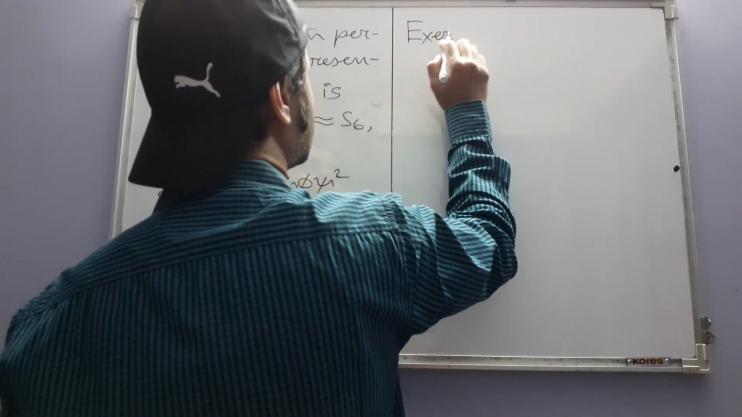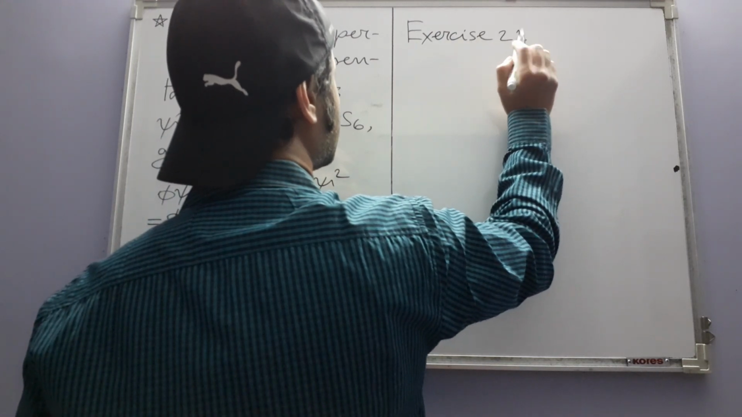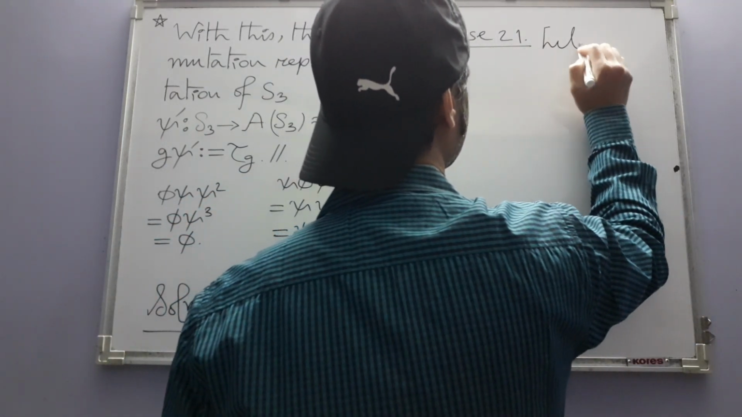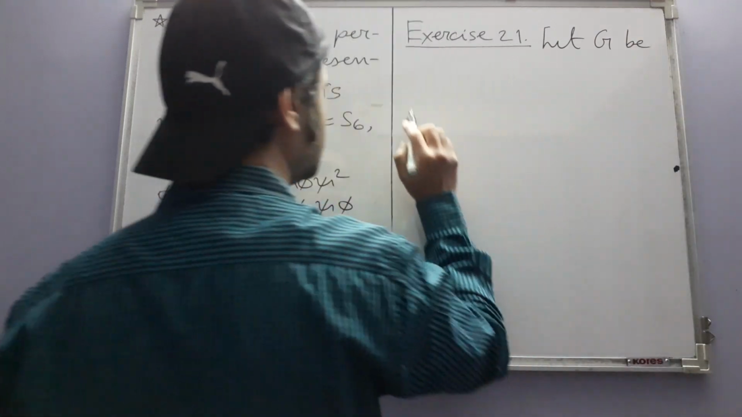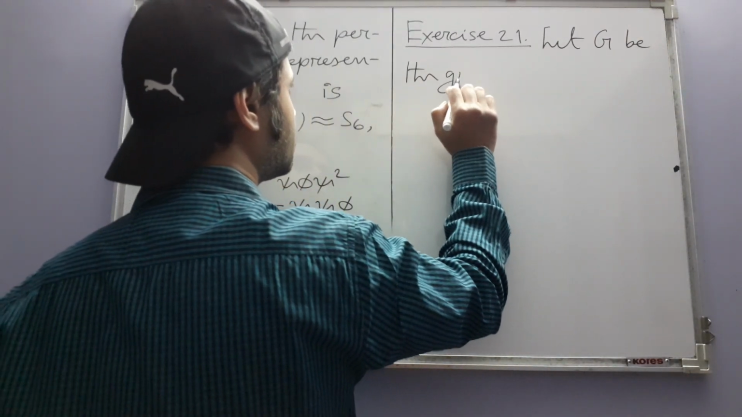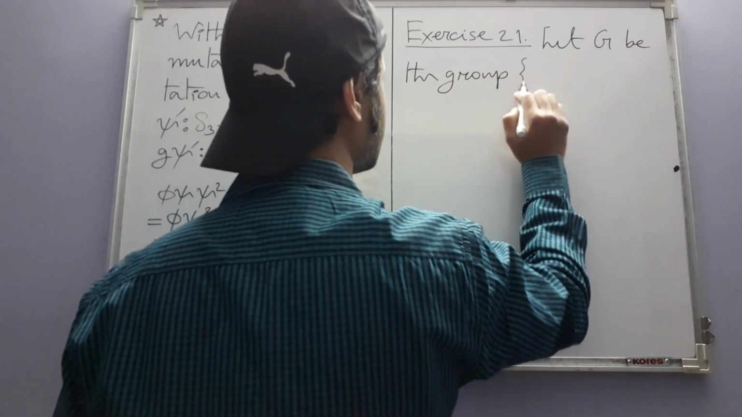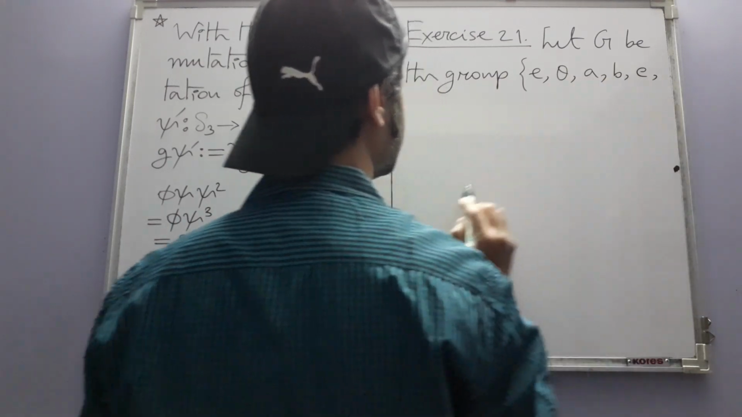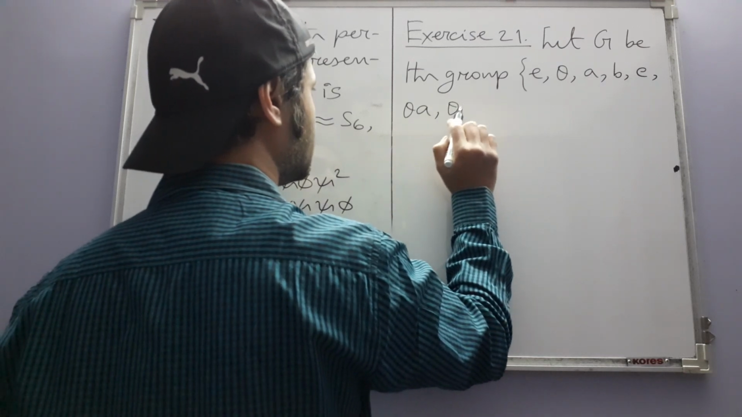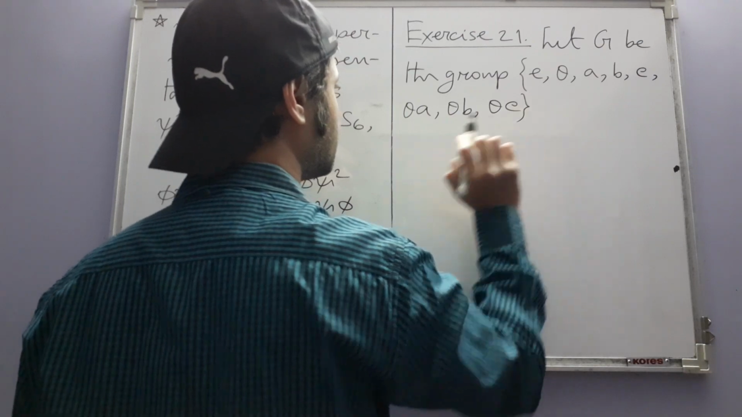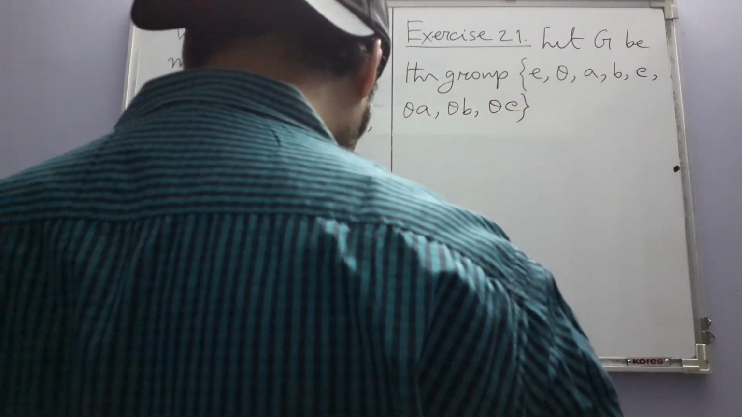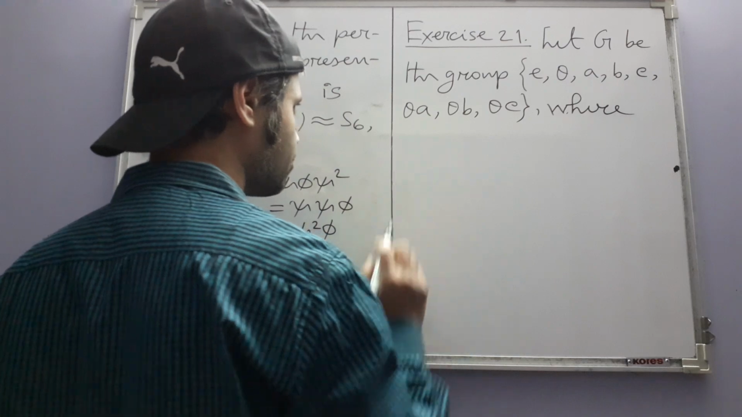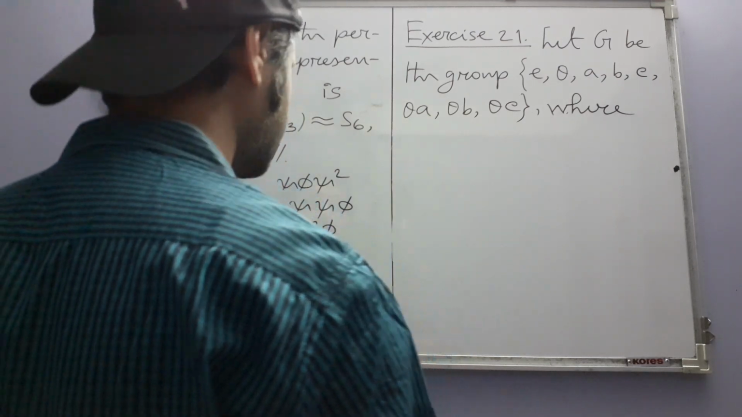Exercise 21. Let G be the group {E, theta, A, B, C, theta A, theta B, theta C}, where some relations are satisfied by these symbols, and those relations are these.